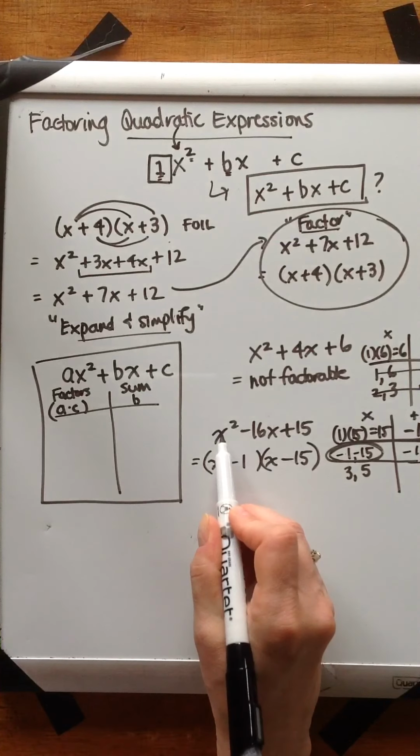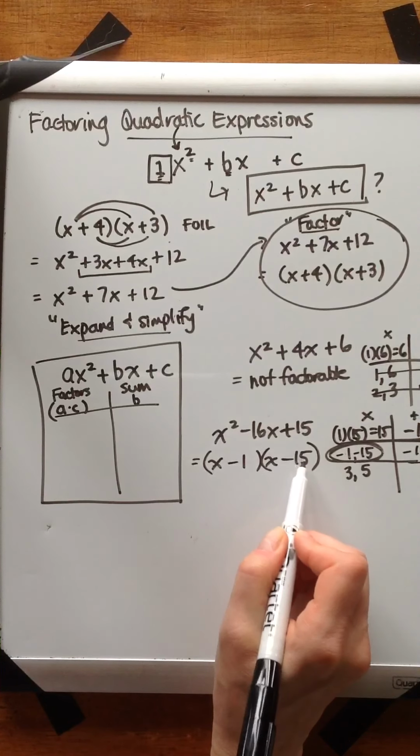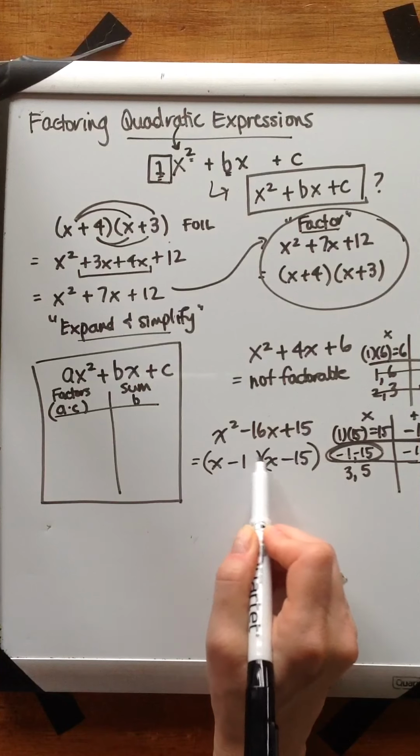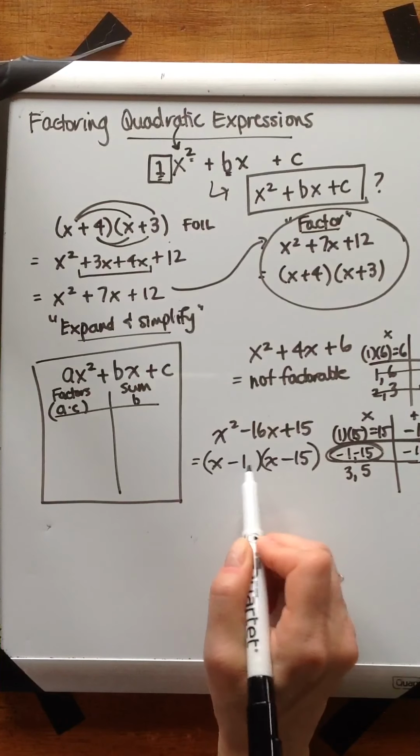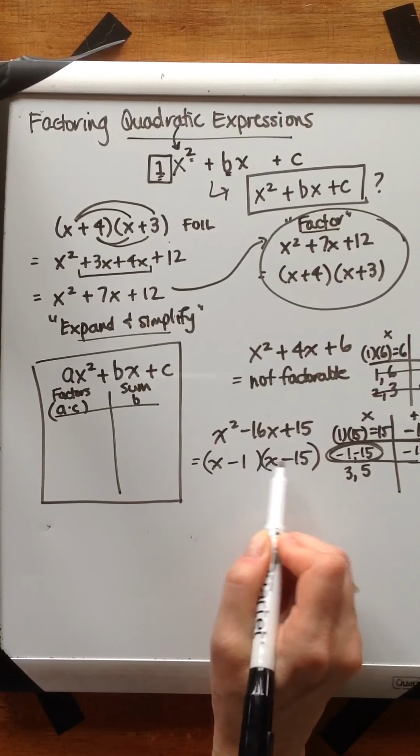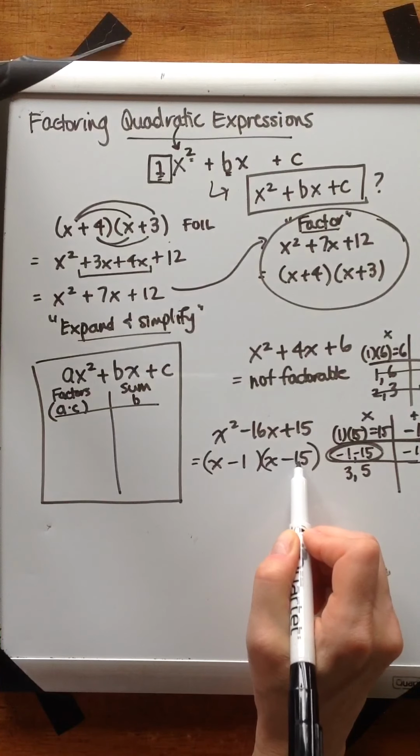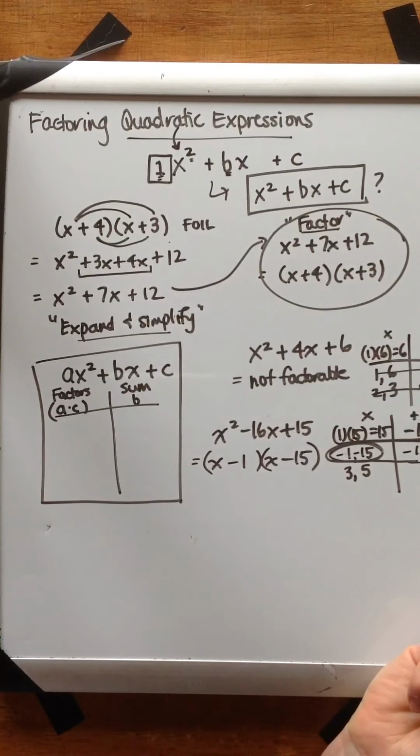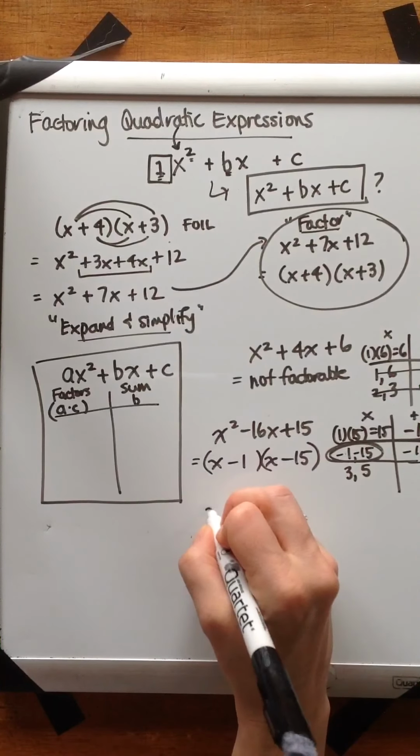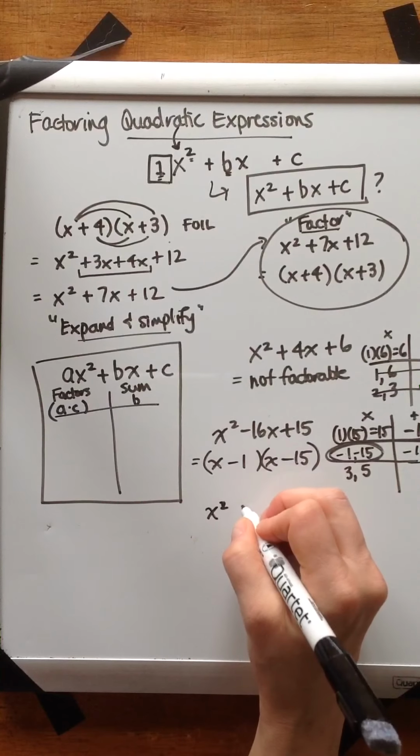So firsts give x squared, outsides give negative 15x, and the insides give negative x, so that's a total of negative 16x. And then negative 1 times negative 15 gives positive 15. So I know I've done them correctly. Let's try one more before we change it up a little bit.